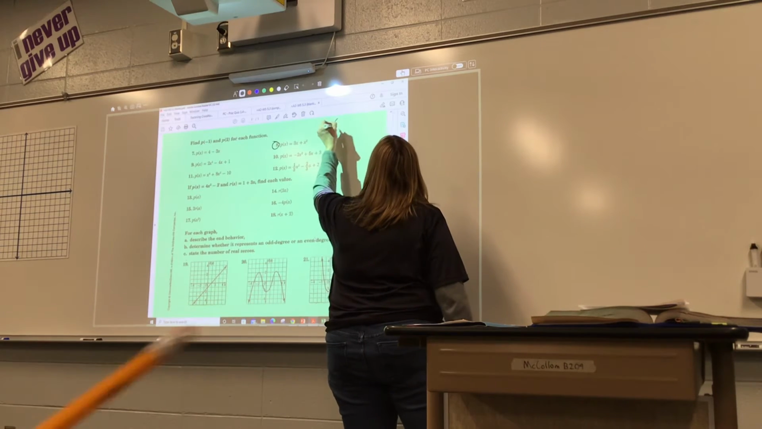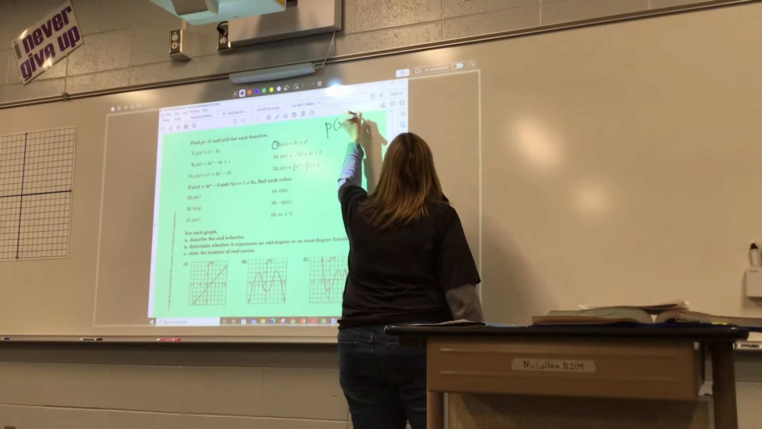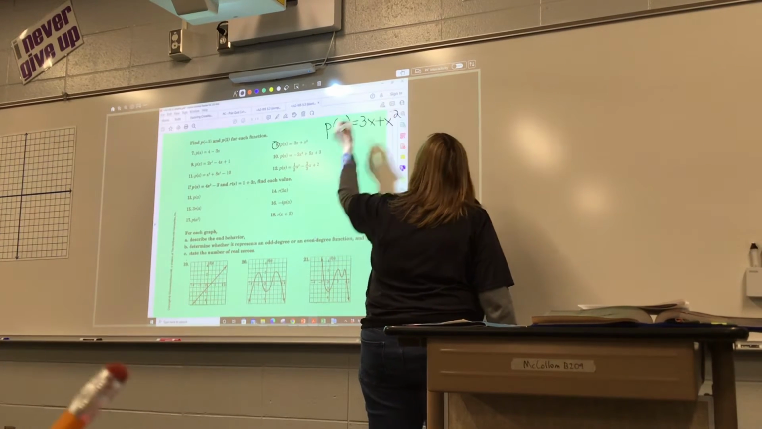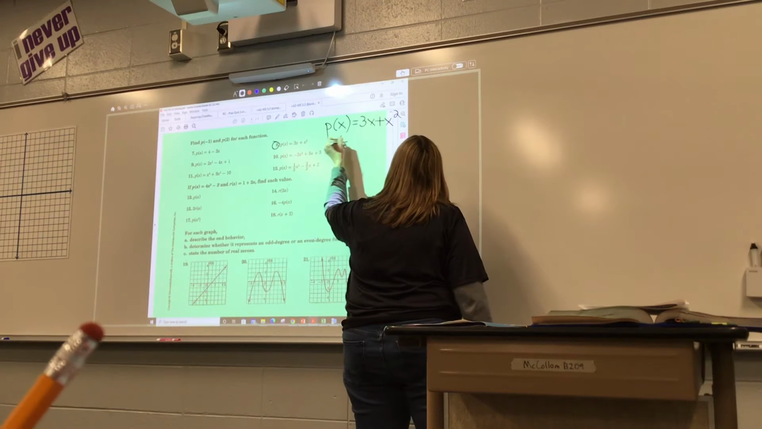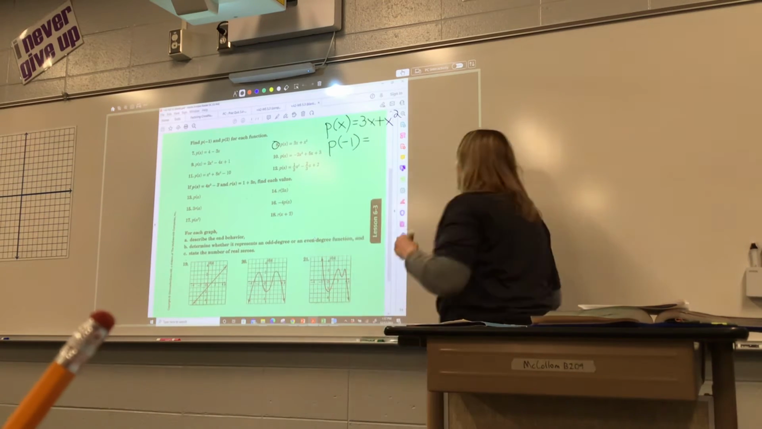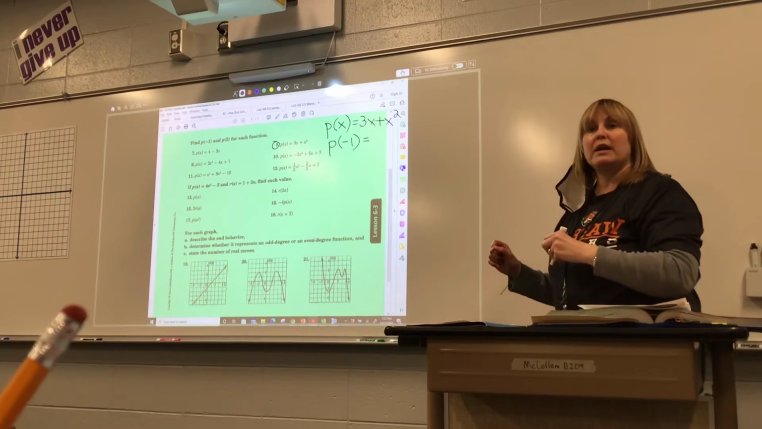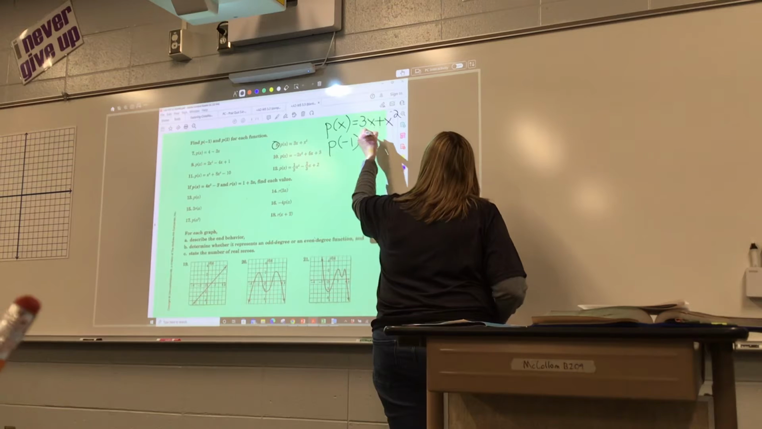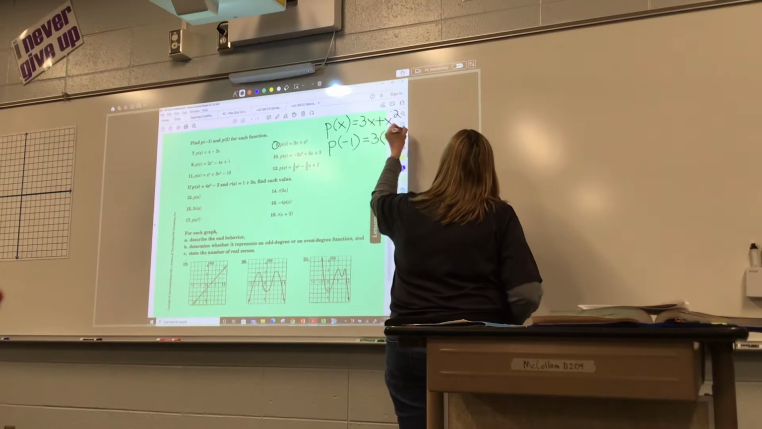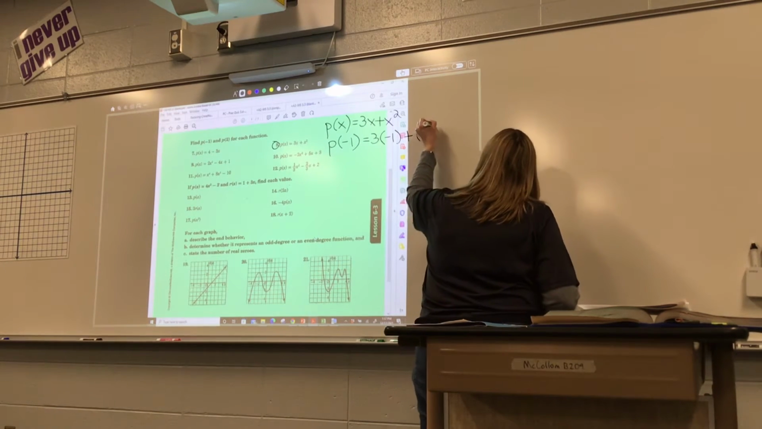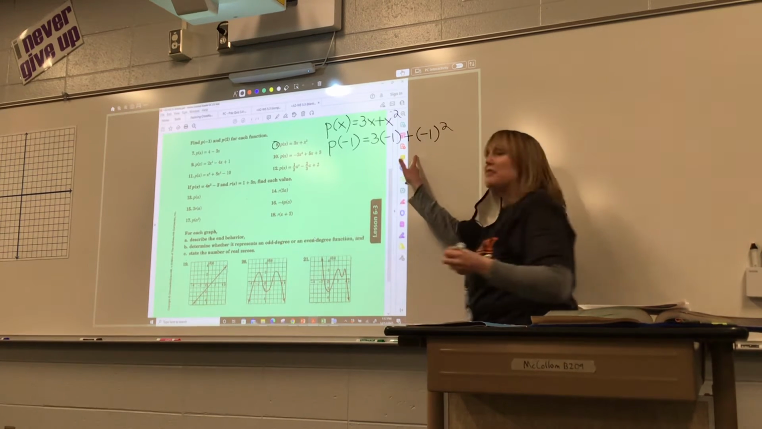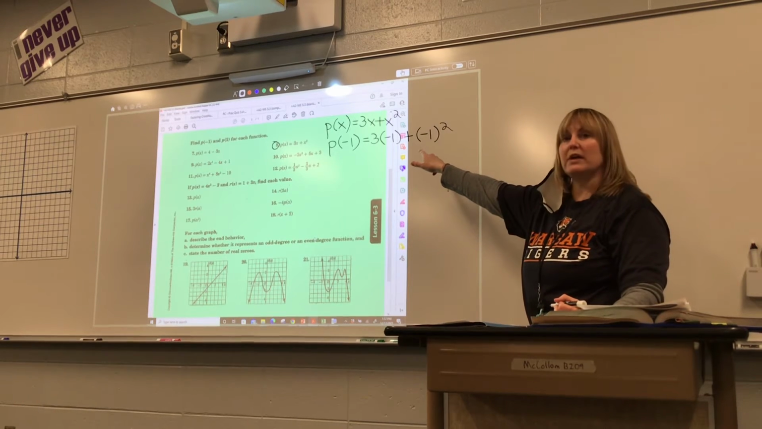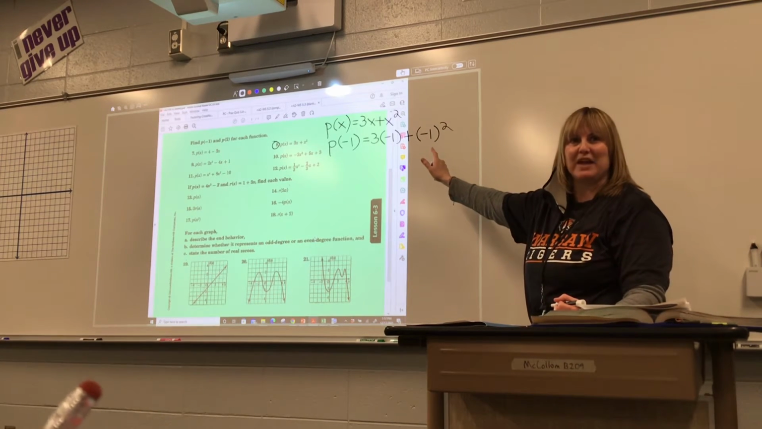So if we have p of x equals 3x plus x squared, and we want to find p of -1, we all understand that means input -1 for every occurrence of the variable x. So we'd have 3 times -1 plus -1 squared. Do we need parentheses when we square that -1? Absolutely. If you don't have them, it doesn't mean the same thing.